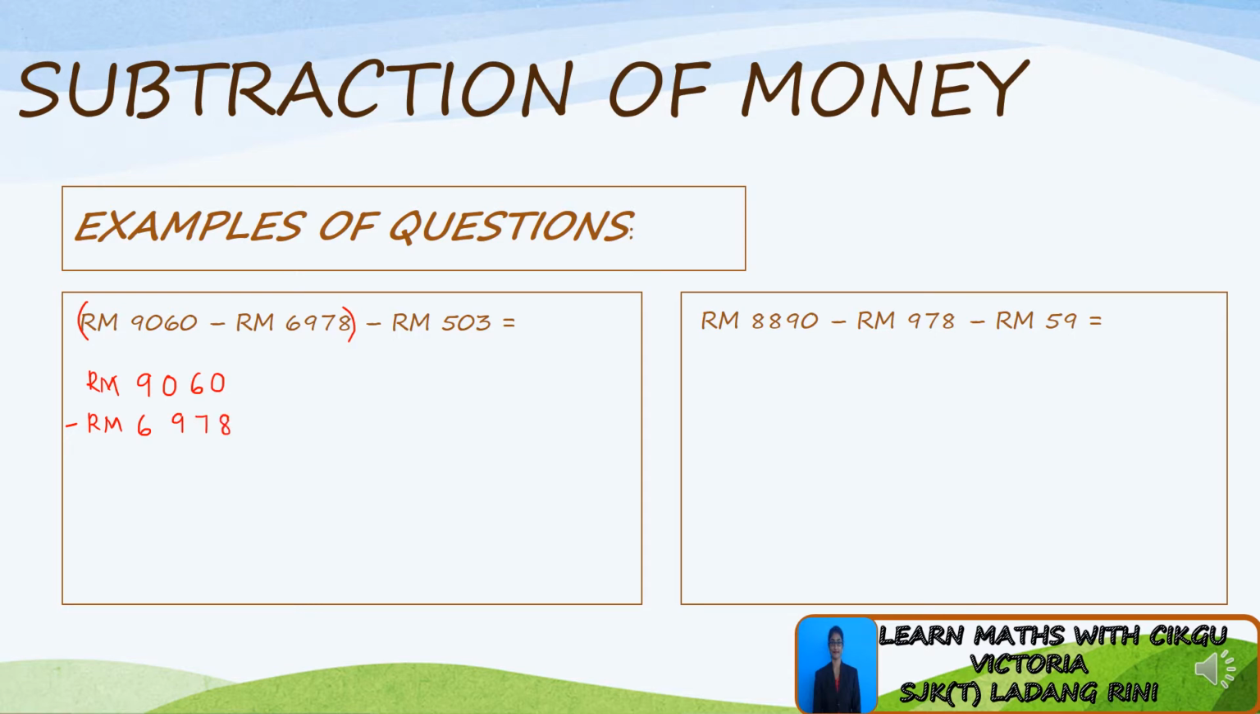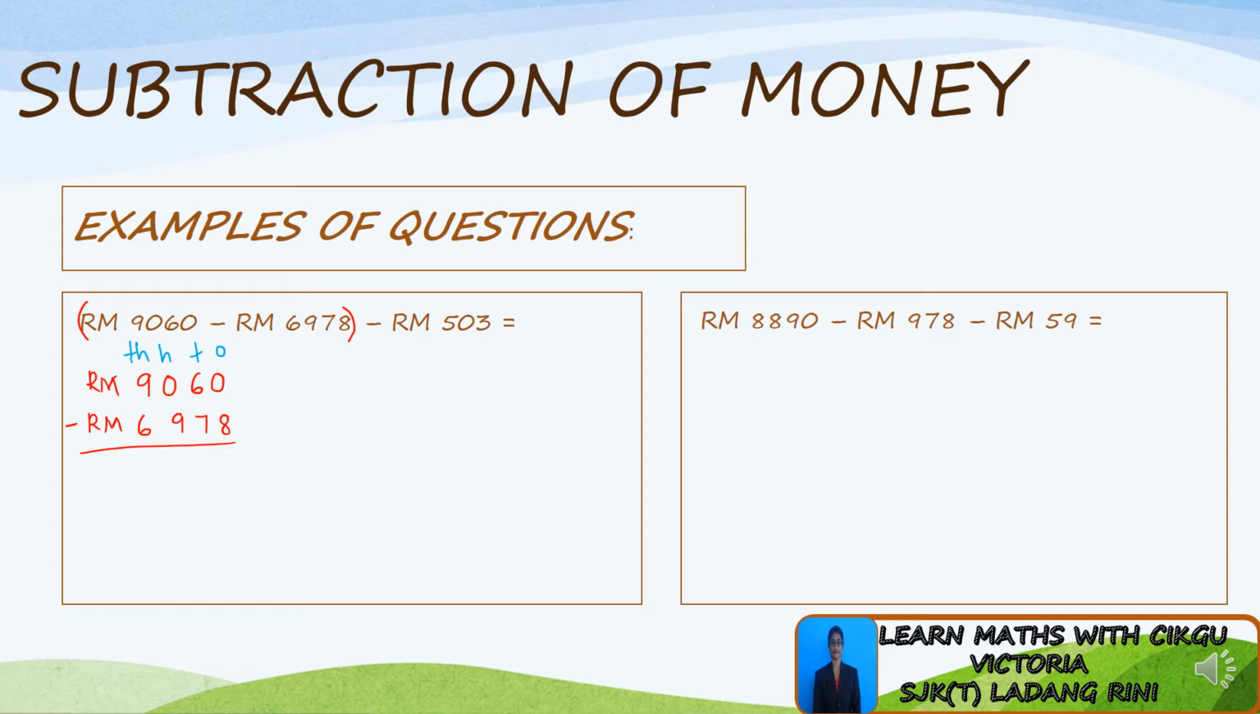Before we minus, I want to teach you one more thing. You see here this 0 is in the ones place value. Here is the tens place value. This is the hundreds place value and this is the thousands place value. That's why we say 9,060 ringgit and this one 6,978 ringgit. So remember that.